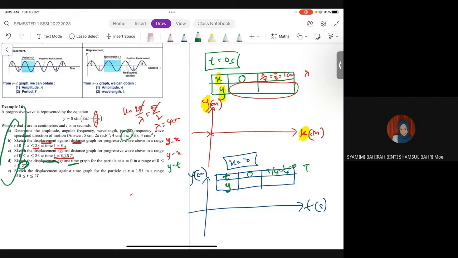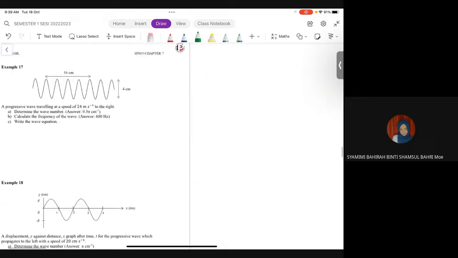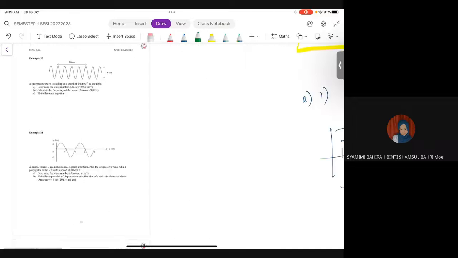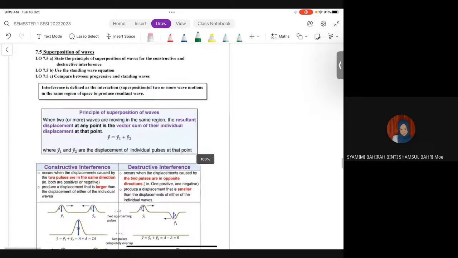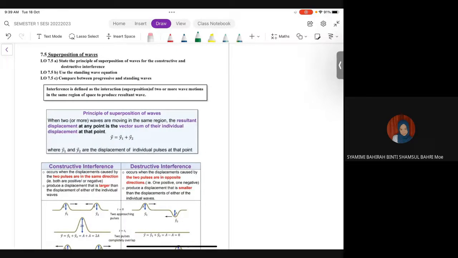Cubalah try buat. Bagus ni soalan ni. Bagus tu. Okay, buat. Kita masuk kepada the next one. Yang lain tu boleh buat sendiri. Okay, saya masuk kepada superposition of wave.